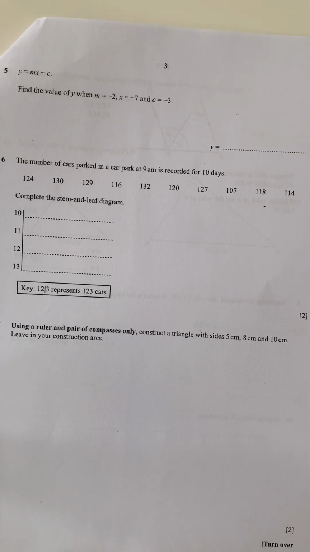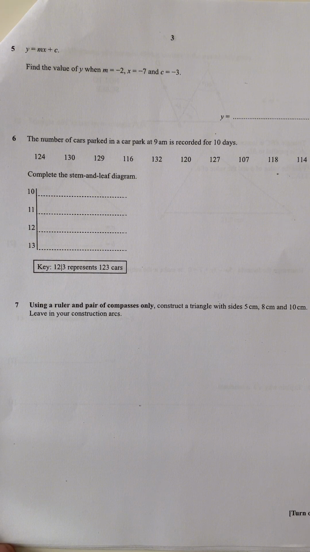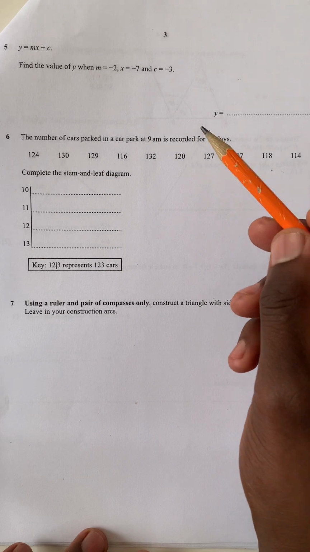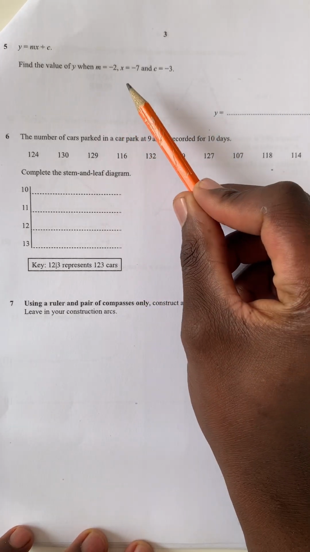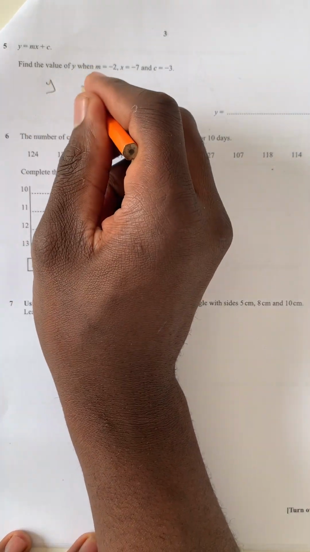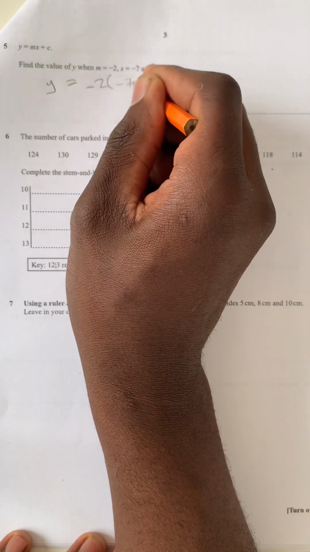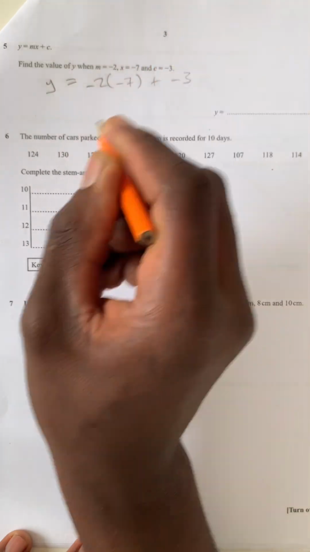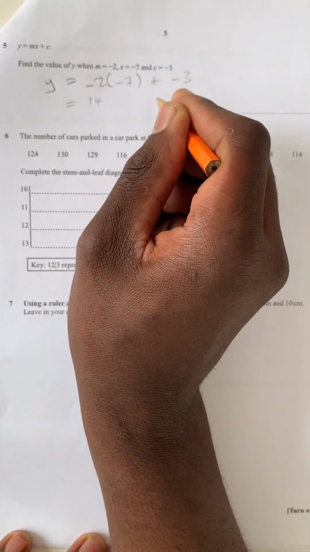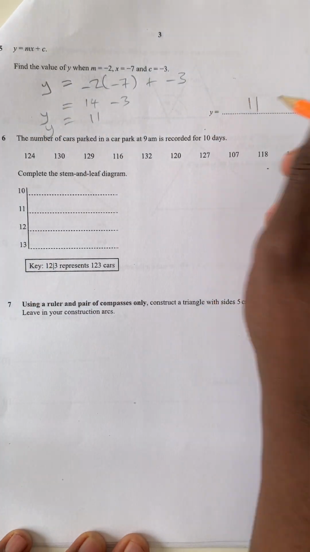y equals mx plus c. So this is the equation of a straight line. Now the question says, find the value of y when m equals minus 2 and x equals minus 7 and c equals minus 3. So y equals minus 2 bracket minus 7 plus minus 3. So simple, multiply negative by negative, you get 14, and then minus 3 is equal to 11. So y equals 11, like that.